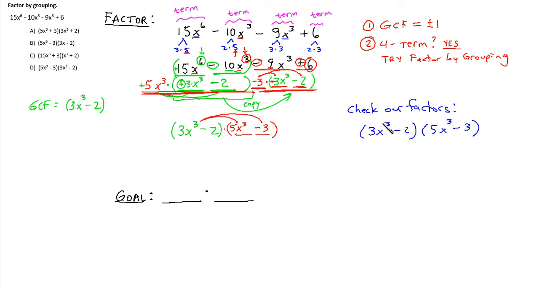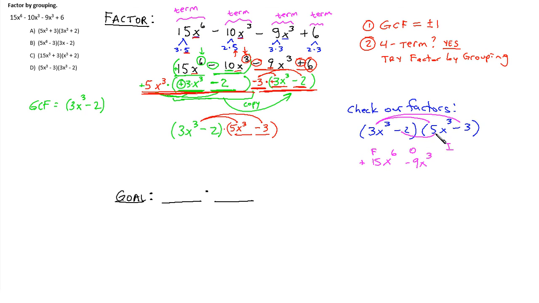So let's see what happens here. F in FOIL is positive times positive is positive. 3 times 5 is 15. X to the third times x to the third. We add exponents by the product rule again. X to the sixth. Outer. Negative times negative 3 times positive 3 is negative 9. Here's the outer. Negative 9x to the third. Here's the inner.